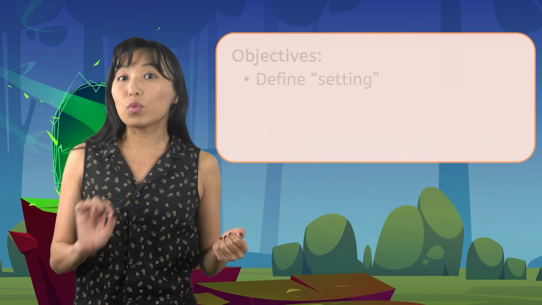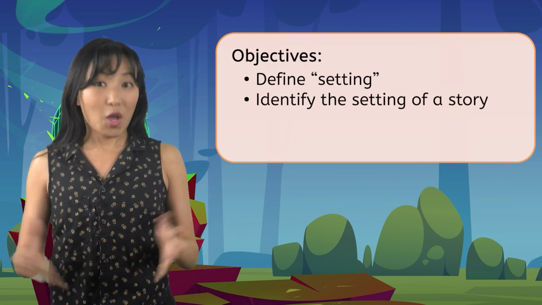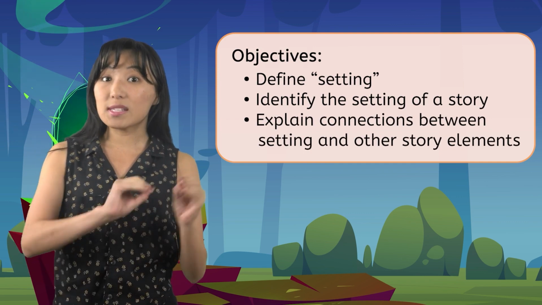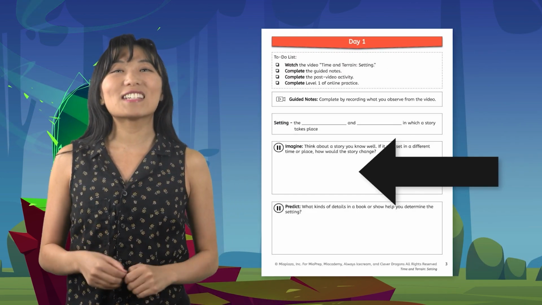To get them home, we'll need to learn about setting and how to identify it in a story. We'll also explore the connections between setting and other story elements like character and plot. Think about a favorite story. Now, imagine if it was set in a different time or place. How would the story change? Pause and write your ideas in your PDF.